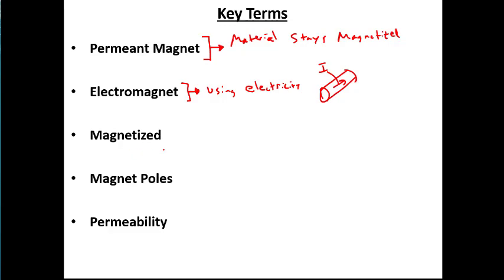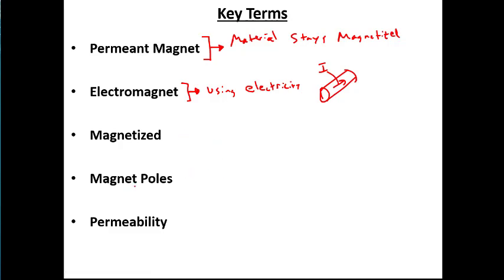Magnetized, this is what happens if we have a magnetic material and it's put in a strong magnetic field. It becomes magnetized. This is like your screwdriver in your toolbox when it sits next to a permanent magnet for too long, and all of a sudden it starts to have the ability to pick up metal shavings and things like that.